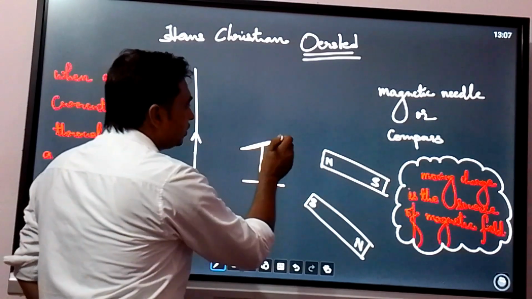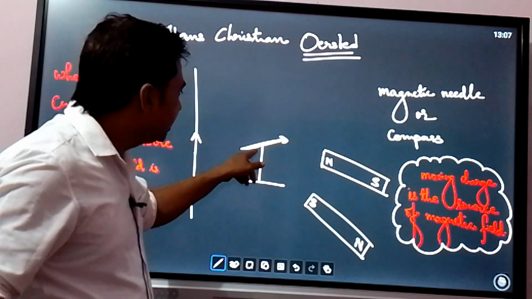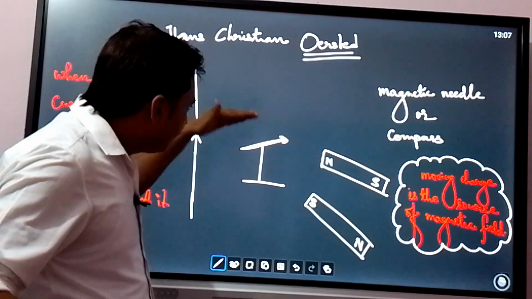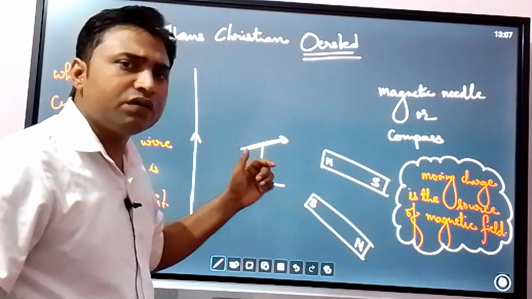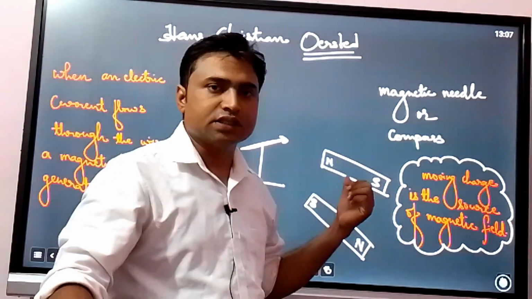This is known as a magnetic needle, and the speciality of this magnetic needle is that it always faces in the north-south direction. We know it is the nature of a magnet that it always faces in the north-south direction.